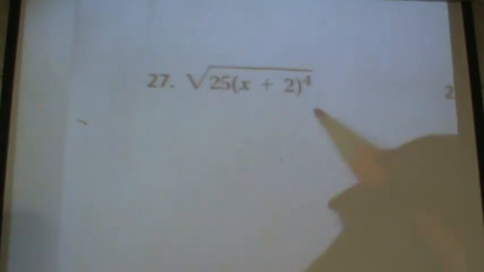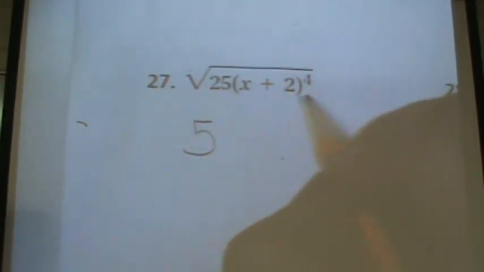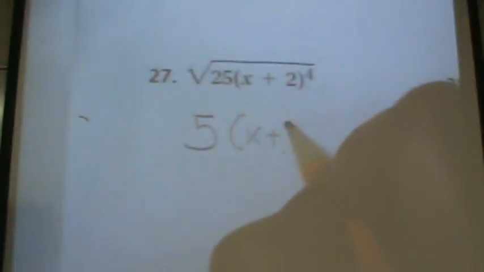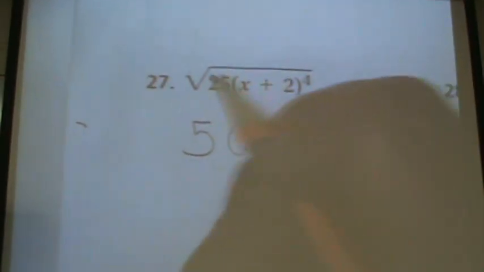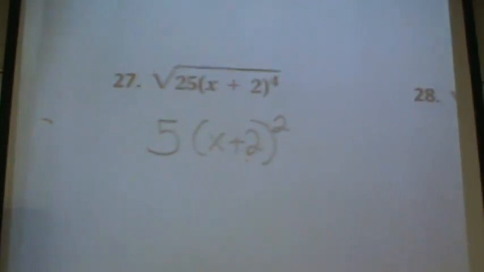27, you want the square root of 25, which is 5, and then you've got this set of x plus 2's, and you've got 4 of them, so 4 over 2 is 2. And you can just leave it that, you don't have to factor that out, just leave it.